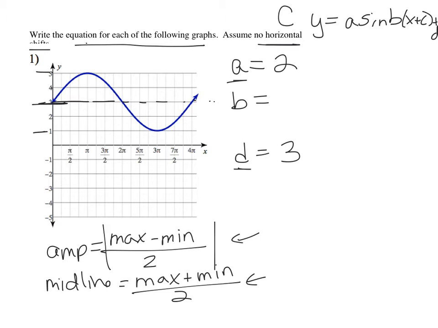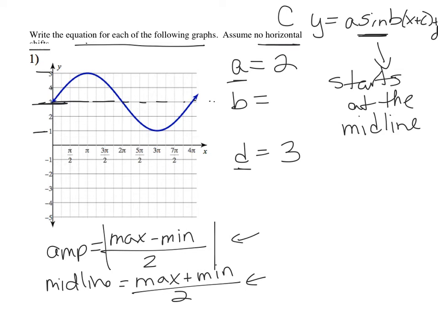Okay, and then from this we should be able to decide that it's sine, because remember sine starts at the midline. So sine starts at the midline. So this is the midline. Sine is starting right there. Done. Okay, the last thing we have to find is the B.